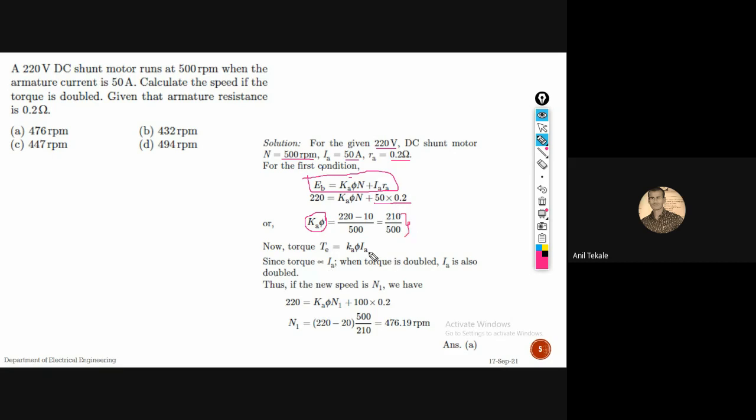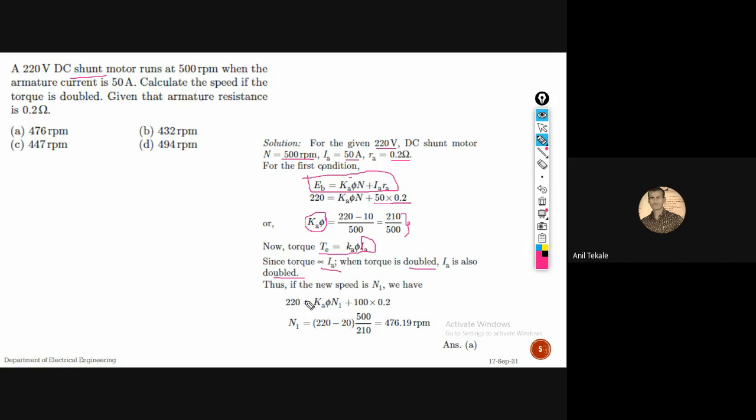Once we get the K phi value, we know that in a DC shunt motor, torque is directly proportional to Ia, with a proportional constant. So when torque is doubled, what will happen? Your armature current will also double because they are proportional to each other, right? Once there is a change in torque, your armature current will also change.